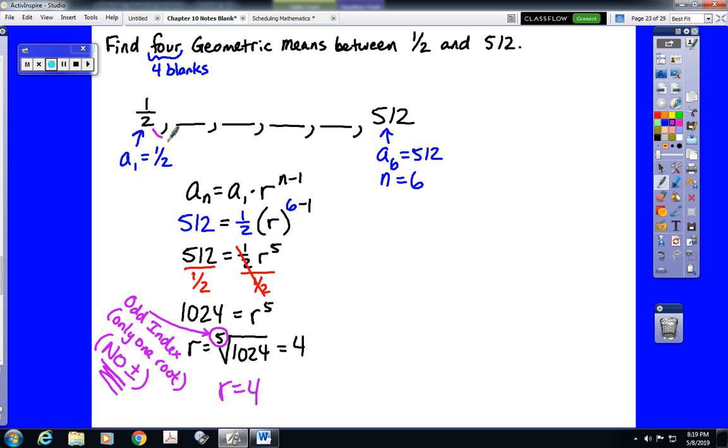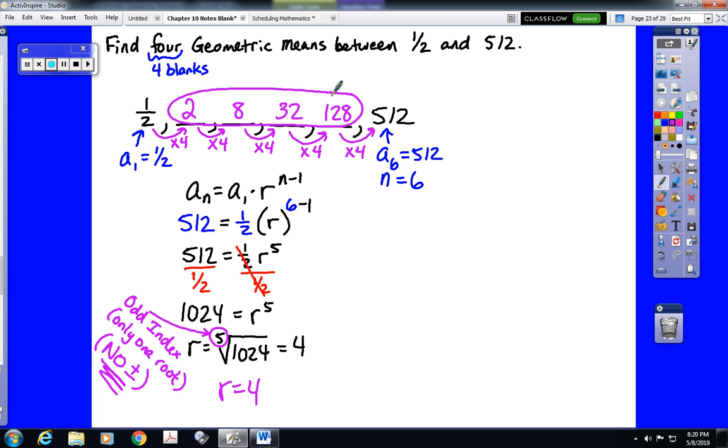So we go up here and we fill in our blanks. Times 4. 1/2 times 4 is 2. Times 4 is 8. Times 4 is 32. Times 4 is 128. And again, to check, 128 times 4 is 512. So we only have one set of answers. That would be 2, 8, 32, and 128. That takes care of geometric mean.